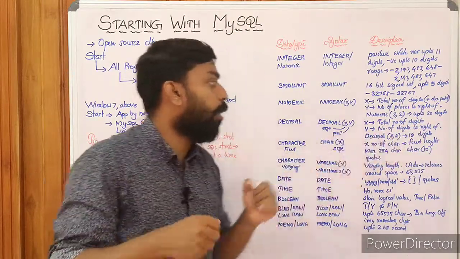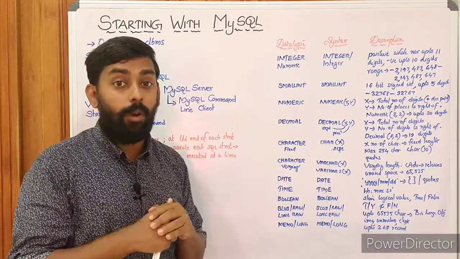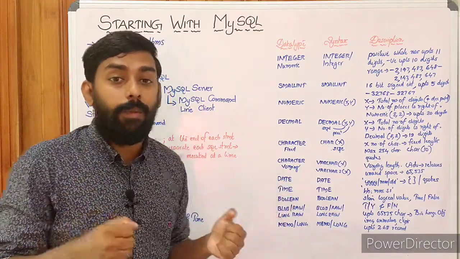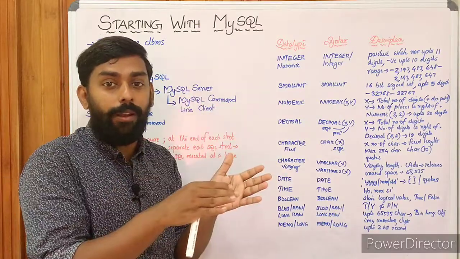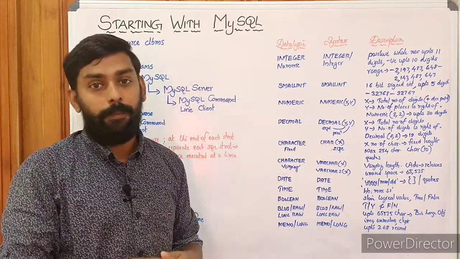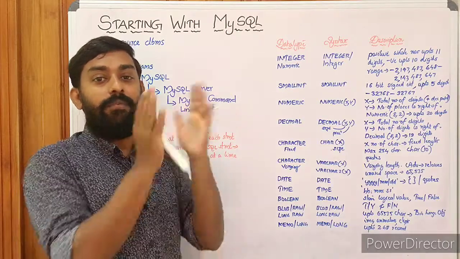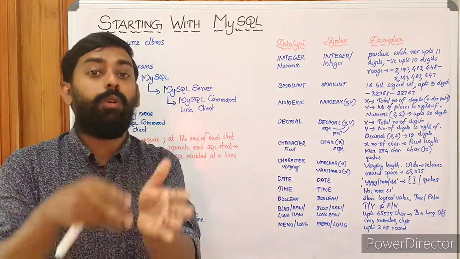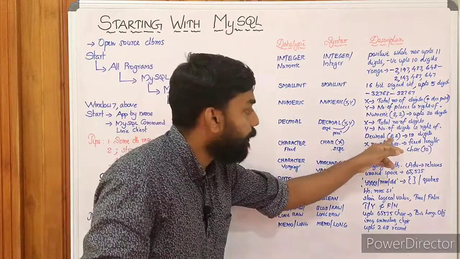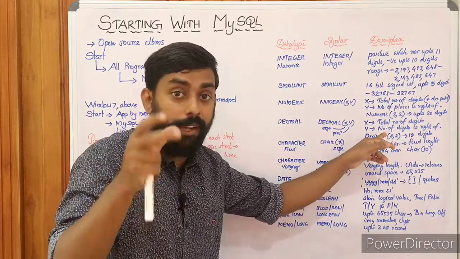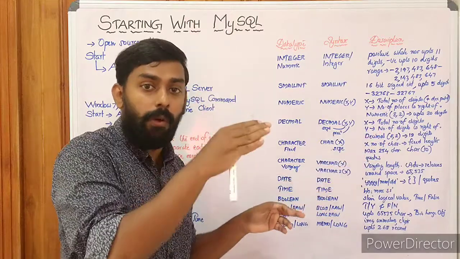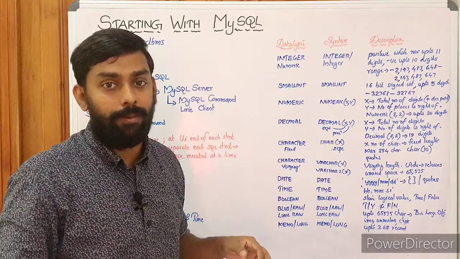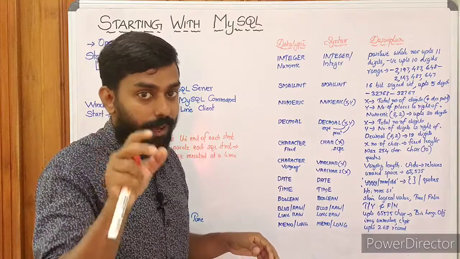And here, decimal 8 comma 2. What do you mean by decimal 8 comma 2? We can have 6 digits before the decimal point and 2 digits after the decimal point, because here the size is 8. It supports a maximum of 8 digits in the value. So it supports 6 before the decimal point and 2 after. Hope you get the difference, right?